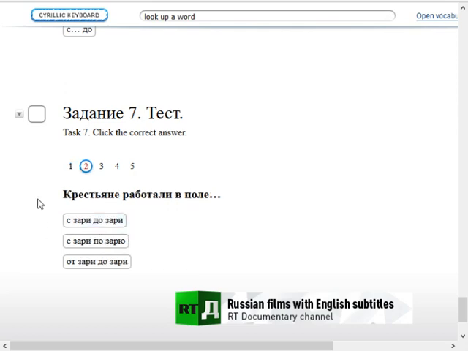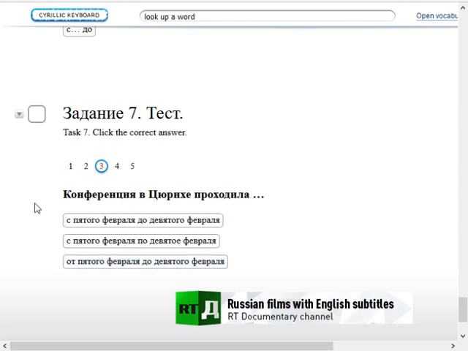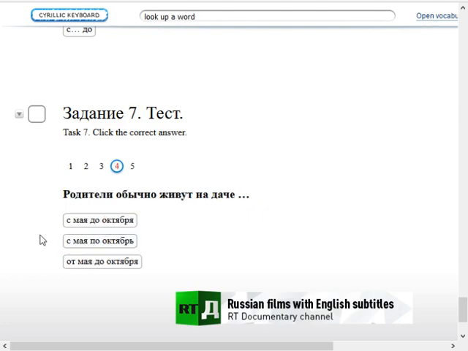Крестьяне работали в поле. So again, the peasants work in the field. And because this is an expression, we say от зари до зари. Not specific times, but just kind of like from dawn till dawn. Конференция в Цюрихе проходила. So the conference in Zurich, in Switzerland, lasted from the 5th of February to the 9th of February. So these are dates, so it should be с/по.